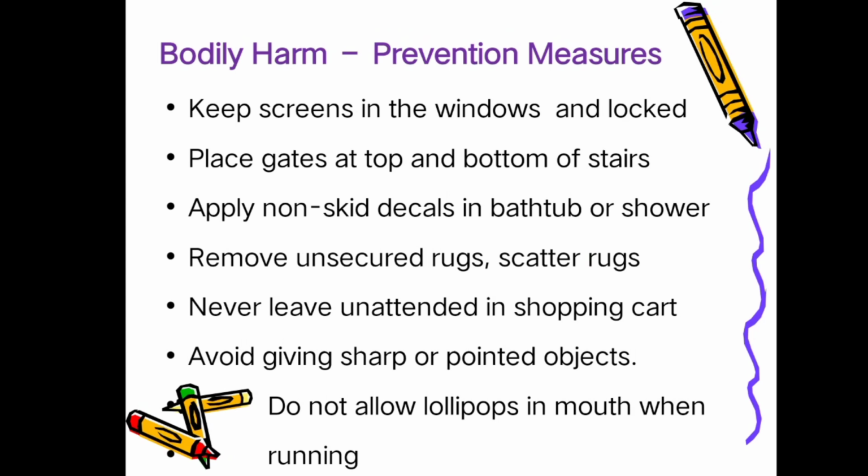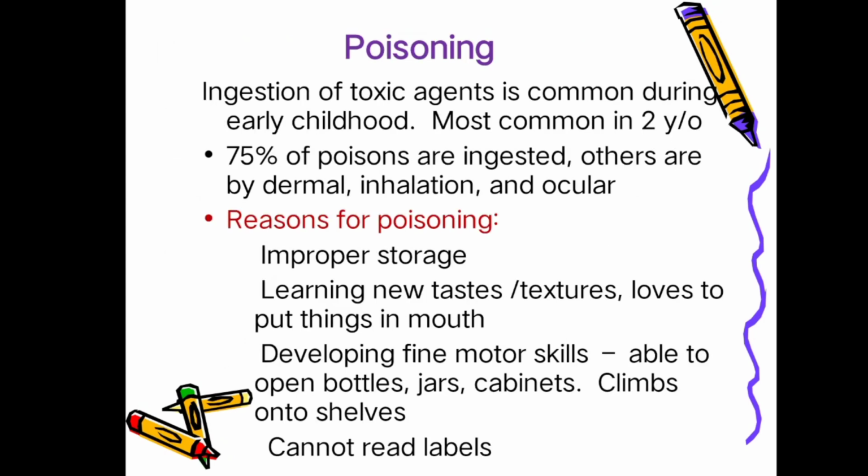Next, the preventive measures: keep screens on the windows and locks, place gates at the top and bottom of stairs, apply non-skid decals in the bathtub or shower, remove unsecured rugs and scatter rugs, never leave the child unattended in a shopping cart, avoid giving sharp or pointed objects, and do not allow lollipops in the mouth when running. So these are all the preventive measures for bodily harm.